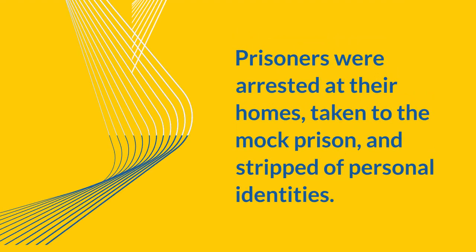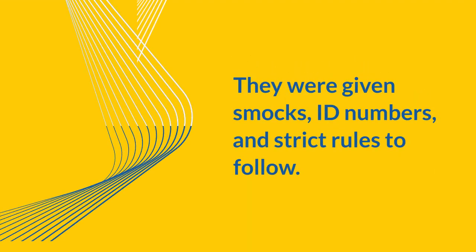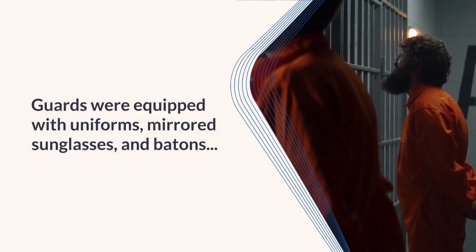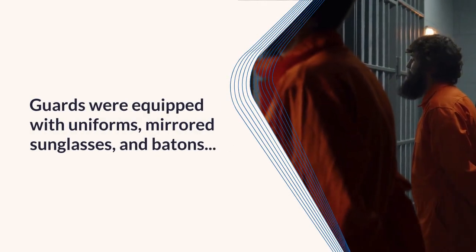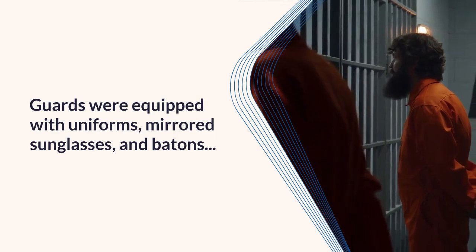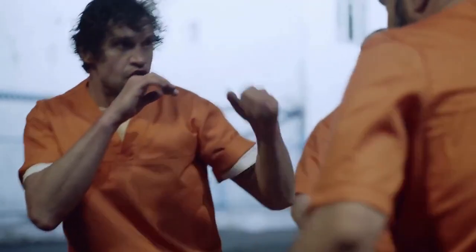The rules. Prisoners were arrested at their homes, taken to the mock prison, and stripped of personal identities. They were given smocks, ID numbers, and strict rules to follow. Guards were equipped with uniforms, mirrored sunglasses to obscure eye contact, and batons, though they were instructed not to use physical violence.